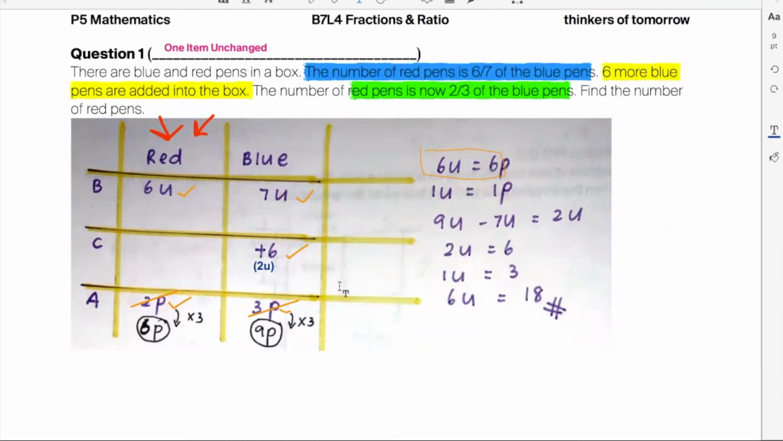How did I get 9U? Gentle reminder, 9 parts is also 9 units because 1 unit is equals to 1 part, all right? So 9U minus 7U, that is equals to 2 units. So 2 units is equals to 6. 1 unit would be equals to 3. Find the number of red pens. Number of red pens would be 6 units, 6 units. And that is the answer.